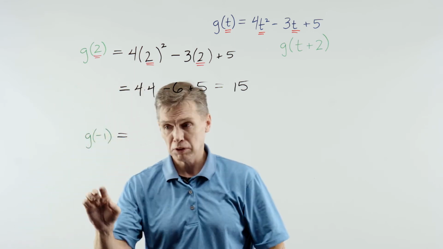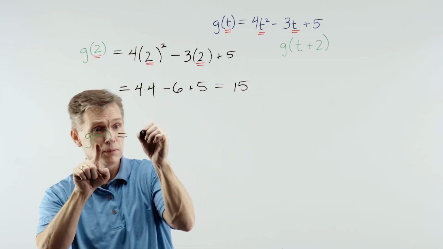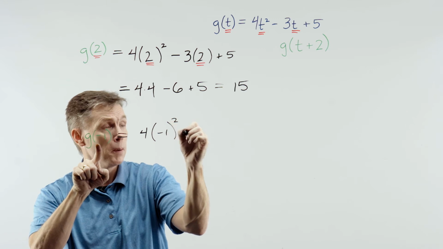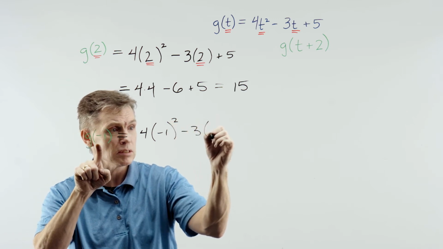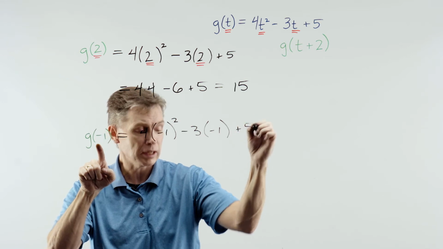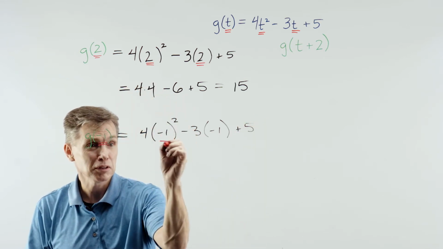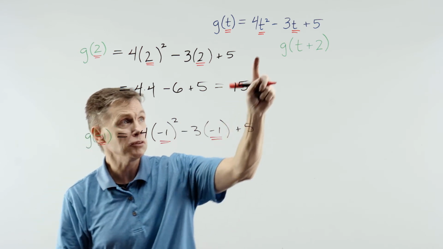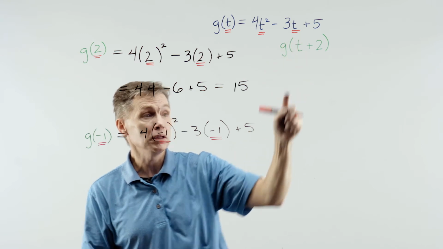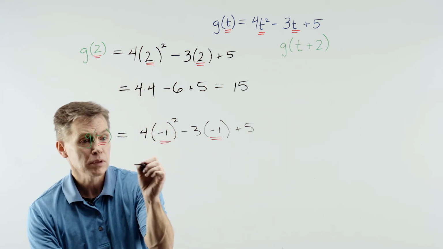But keep that same thought process as you go through any one of these problems. Now my argument is negative 1, so 4 times negative 1, but squared, minus 3 times negative 1, and then plus 5. Again, whatever the argument is, that's going every place that I see a t, whatever that independent variable is in my function. Okay? And then clean up.